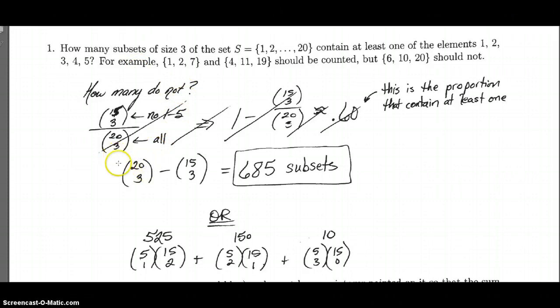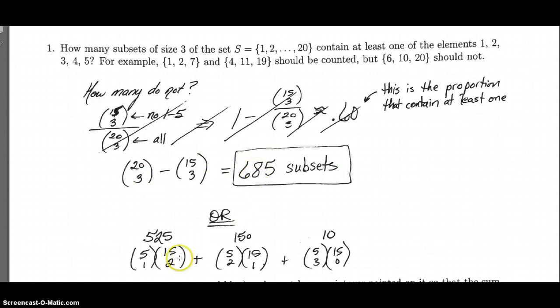One, we could get the total number. Because we don't worry about repeats, we just need to choose 3 out of the 20 numbers, and that would be the total number of subsets we could make, minus the amount that don't have any of these elements. So this would be the complement of everything with at least one. The ones that don't have any would just be choosing all 3 from the numbers 6 to 20. So there would be 15 possible choices there, and we're taking 3 of them. These are all the subsets that do not have 1, 2, 3, 4, 5. Subtract from the total number, and that would give you 685.